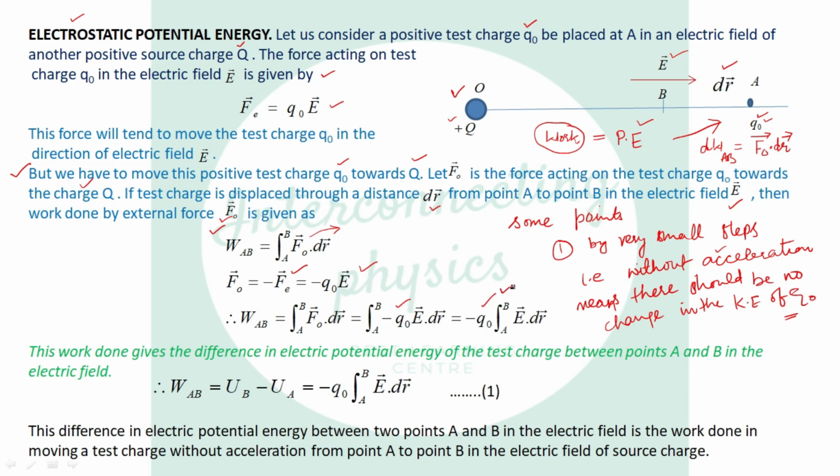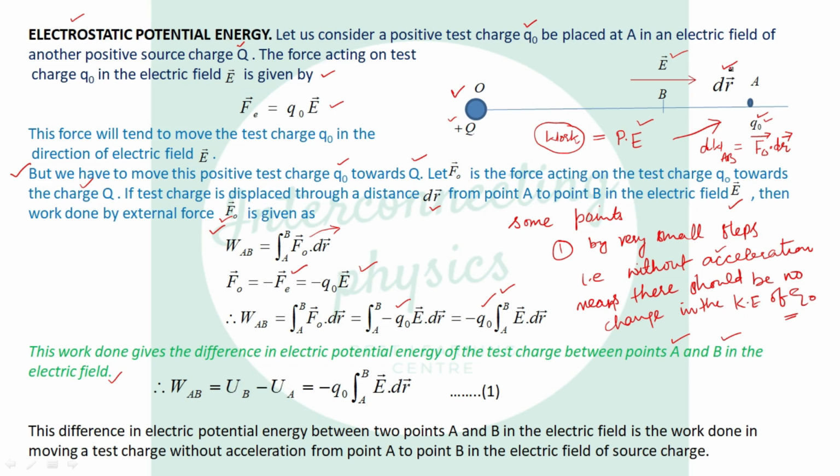So this is the work done which is used in bringing the charge Q naught from point A to point B near the source charge. So this work done gives the difference in electric potential energy of the test charge between points A and B in the electric field. Okay, WAB is the difference in the electric potential energy.